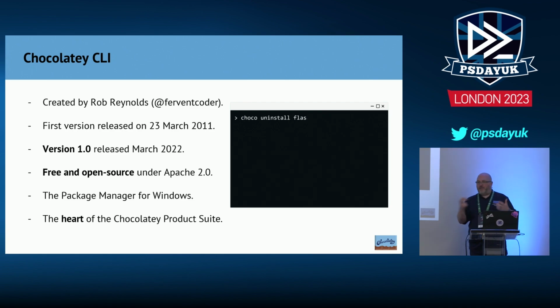A lot of you are familiar with Chocolatey. You might know about Fervent Coder. That's his name in lots of social media places. He created that product in 2011, or released the first version in 2011, the 23rd of March. Another fun fact that many people don't know, Chocolatey is almost 12 years old. This isn't a flash in the pan. This isn't something that was built last week.